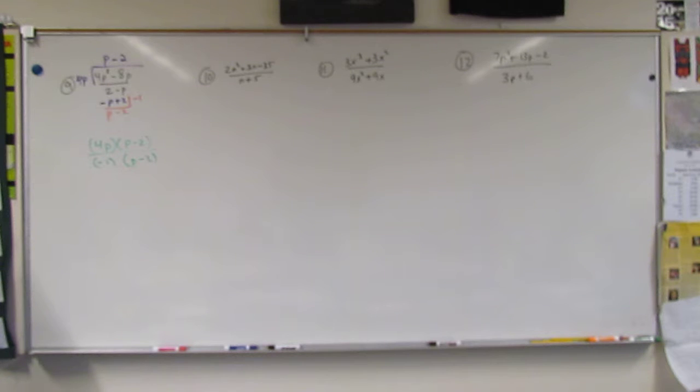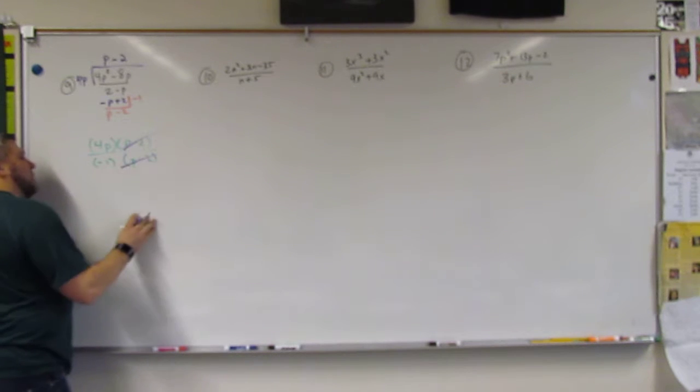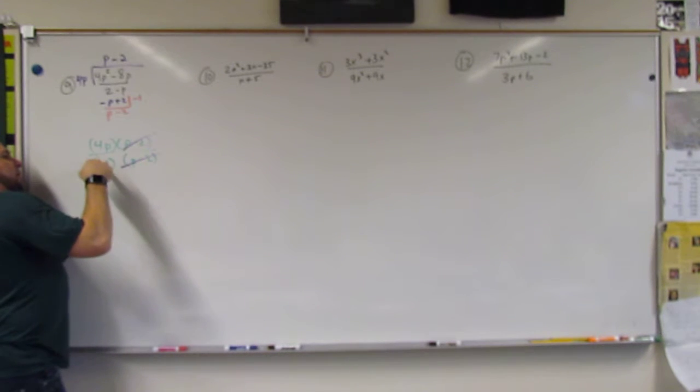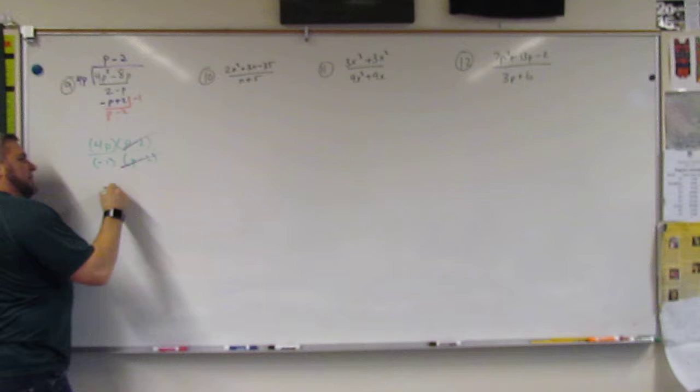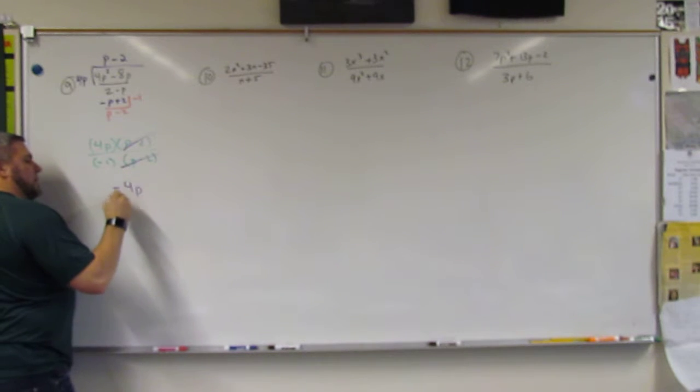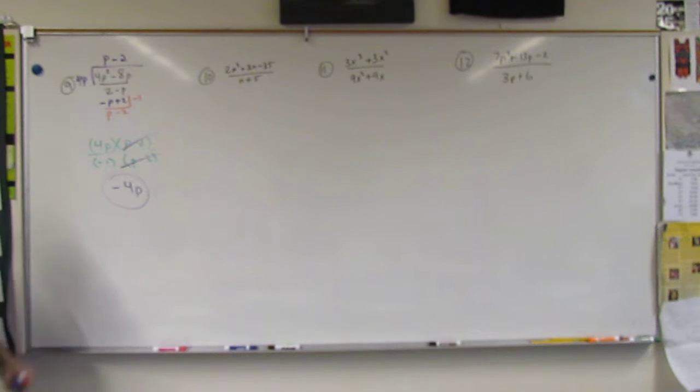Okay? Is there anything the same on the top and the bottom? Yeah. P minus 2. So that means a negative and a positive is a negative, so we got negative 4p. Done. Not bad, right?